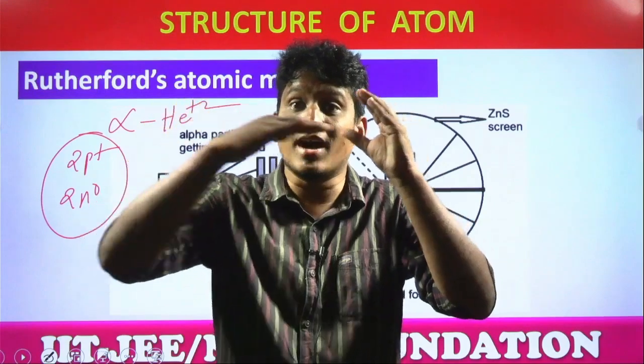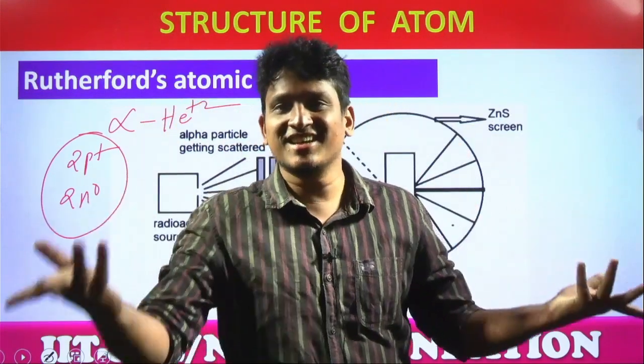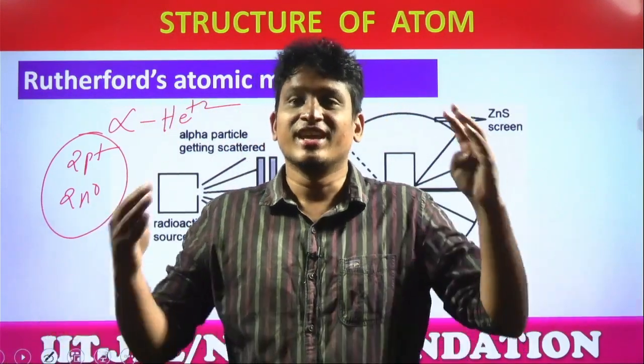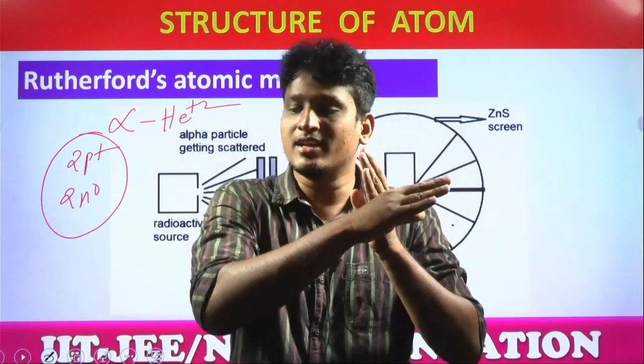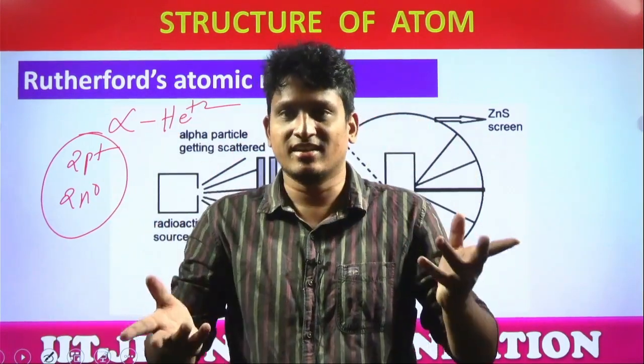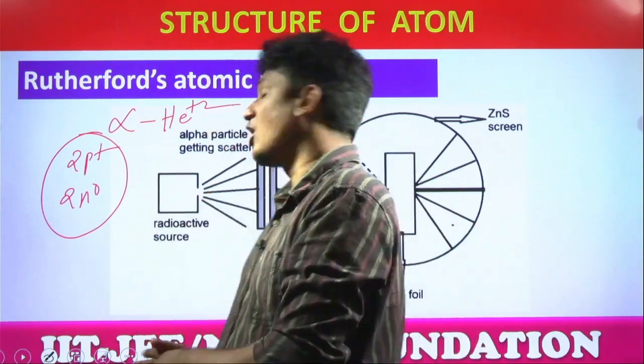What if they pass through the atom? Then Thomson is incorrect. Simple logic, yes or no? If these particles pass through the atom, Thomson is incorrect. Got the clarity? That's the objective behind the experiment.